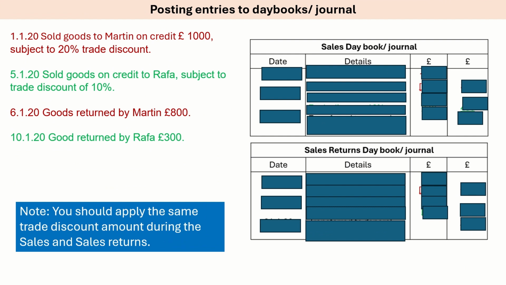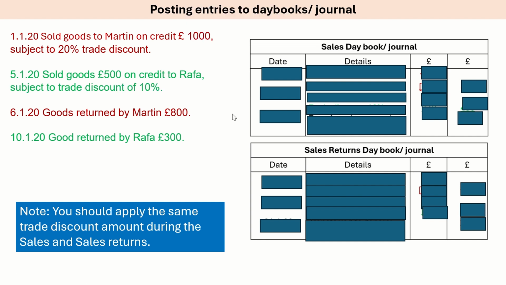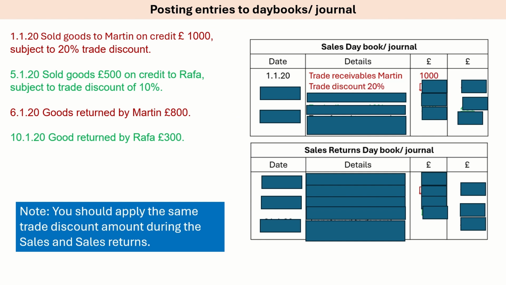1st January 20, sold goods to Martin on credit 1,000, subject to 20% trade discount. How do we show this entry? In the sales day book, enter the date, trade receivables Martin, amount 1,000. Now you calculate 20% of 1,000, which should give 200. Therefore, the net value should be 800.